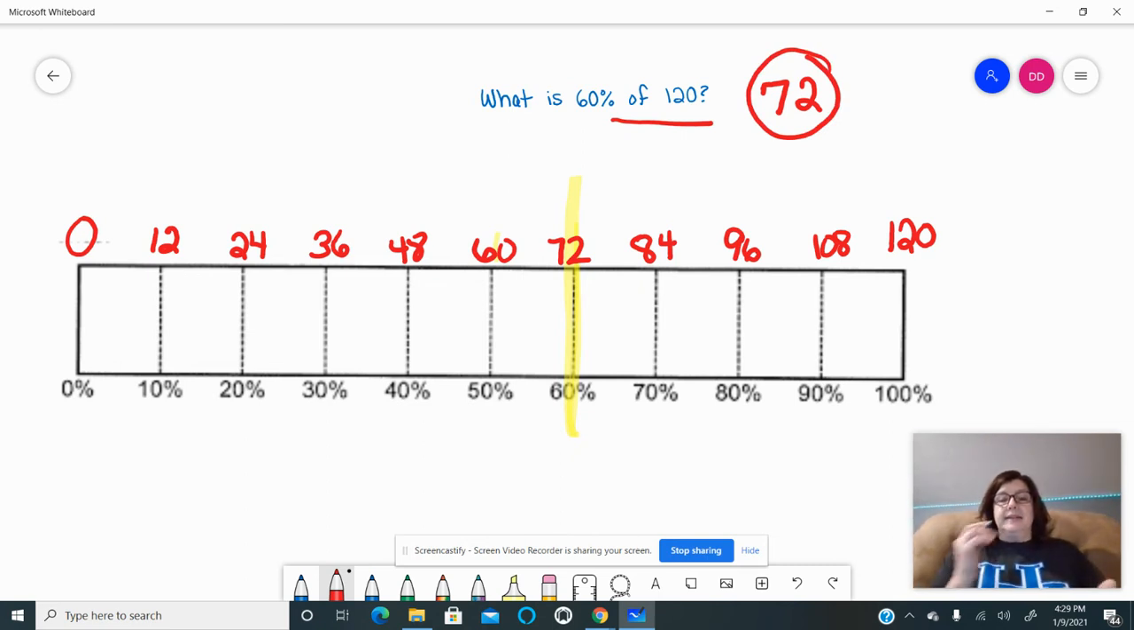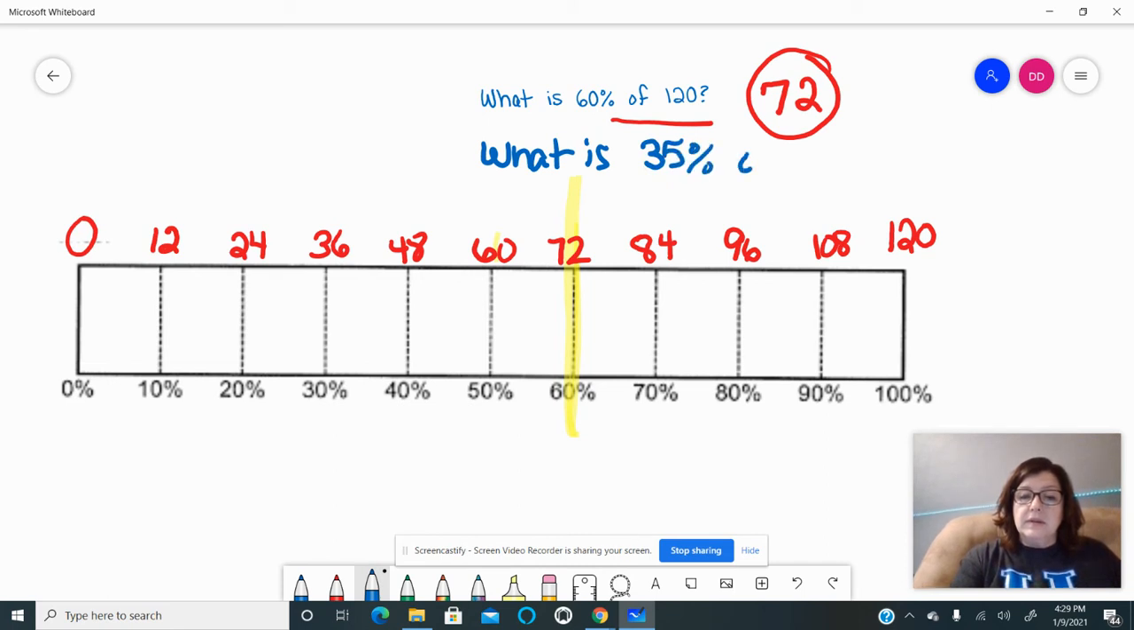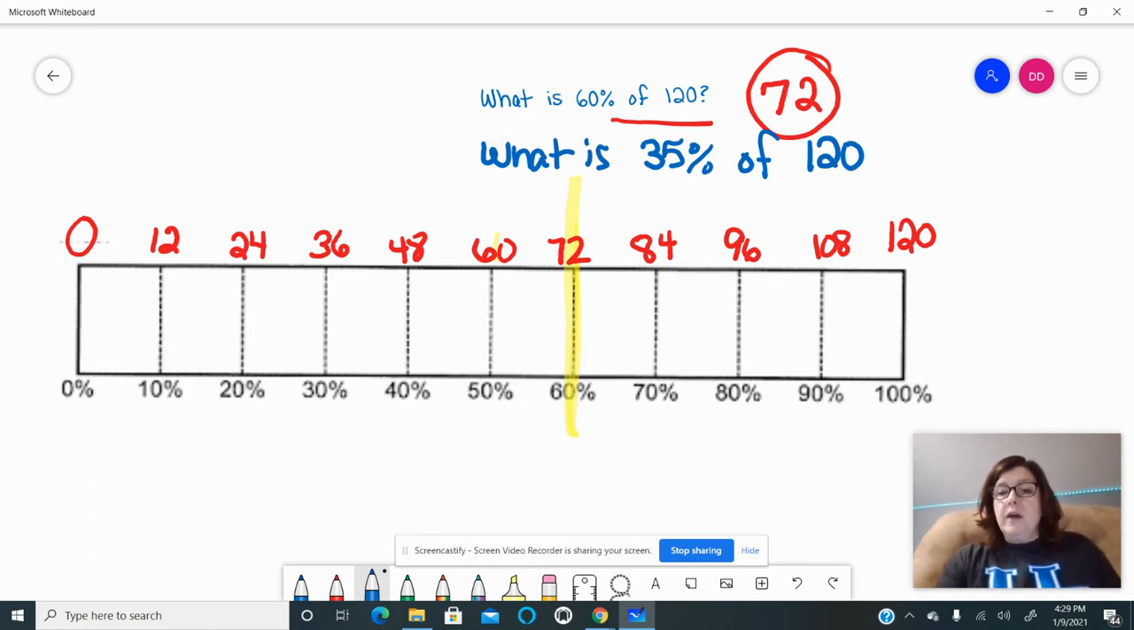Not only will you be asked for percents that are divisible by 10, but you might also be asked something like, what is, let's say, 35% of 120? So let me write that problem first. What is 35% of 120? So the model is set up the same way, but now we're going to find 35.